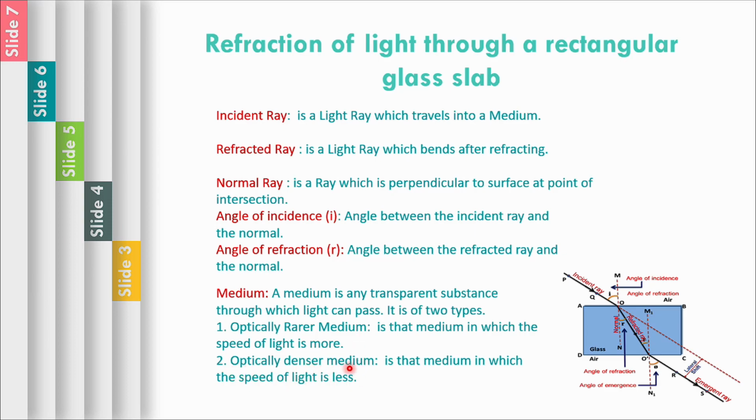The second one is the optically denser medium. It is that medium in which the speed of light is less. Suppose if we consider two interface media, air to glass, air is the rarer medium and glass is the denser medium. If we consider glass and water, here glass is the denser medium and water is the rarer medium. That is, depending upon the speed of light, the medium can be classified into two: optically rarer medium and optically denser medium.